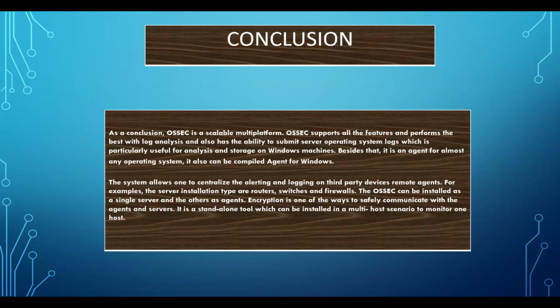For example, the server installation type, router, switch, and firewall. The Ossec can be installed as a single server and the other as an agent. Encryption is one of the ways to safely communicate between the agent and server. It is a standalone tool which can be installed in a multi-host scenario to monitor one host.